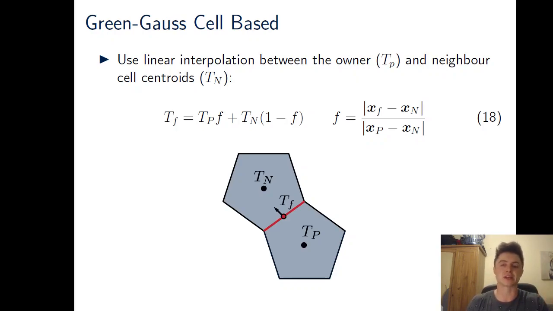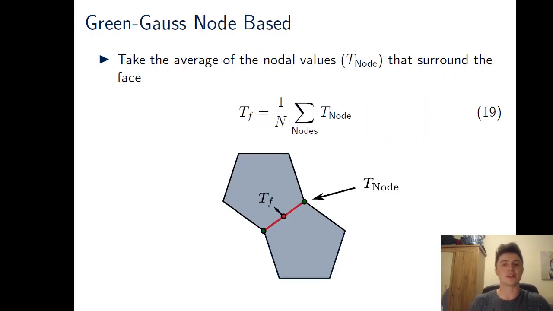It's called a cell-based scheme because implicitly we're using the values at the centroids of the two cells that border that face. The alternative is to use a node-based scheme, where we add up the temperatures on all of the nodes that surround the face. If you look in the diagram, you can see the nodes are highlighted in green, and we take the average of all of the nodes that surround that face, which allows us to compute the temperature at the center of the face. And of course that's a node-based method because we're using the surrounding nodes.